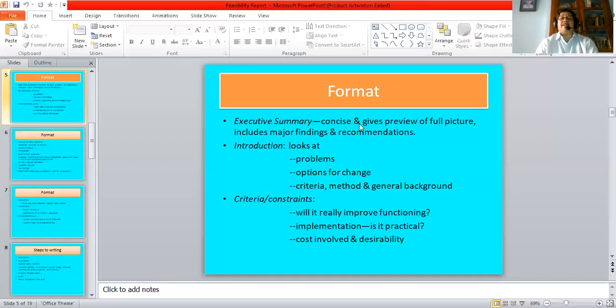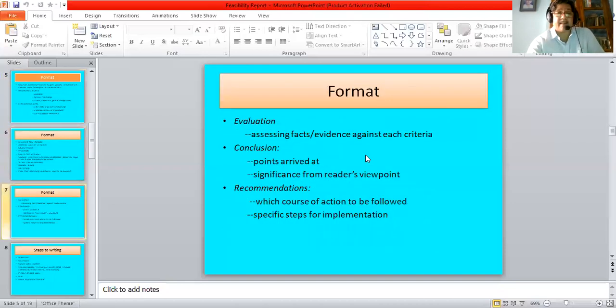What about the desirability? Is it really eminently desirable for future growth prospects, or is it not so desirable at present? So these and other questions are going to be answered by the criteria or constraints which will be discussed in the body of the report. Then there is also an evaluation, or the assessing of facts or evidence against each criteria.